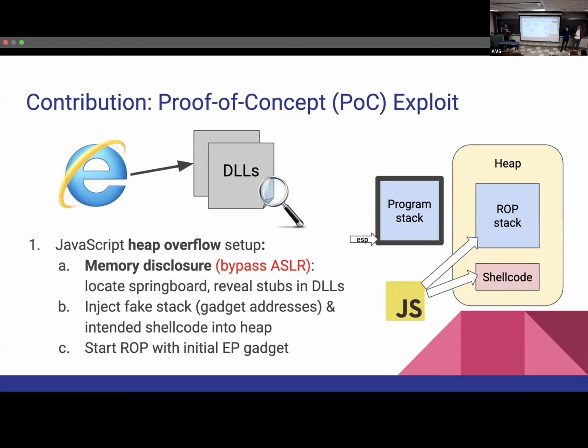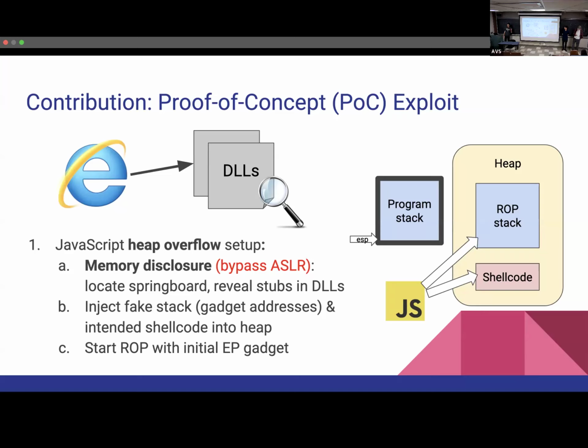Secondly, after we get the addresses of the gadgets we want, we chain them together into the ROP sequence that we want, into a fake stack of gadget addresses. And then we inject that, along with the intended shellcode to execute at the end, into the heap area of the application, and that'll be used for later. And then of course we kick off the ROP chain with an initial entry point gadget, like Jacob mentioned.